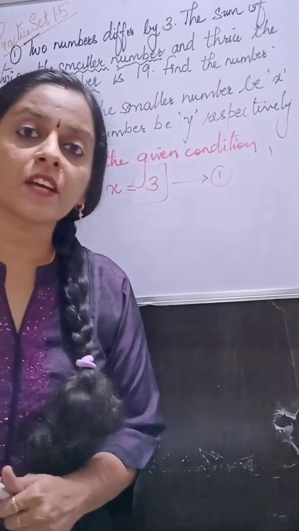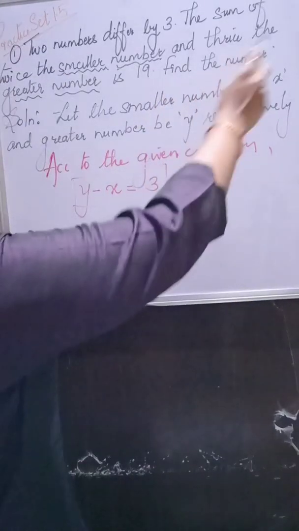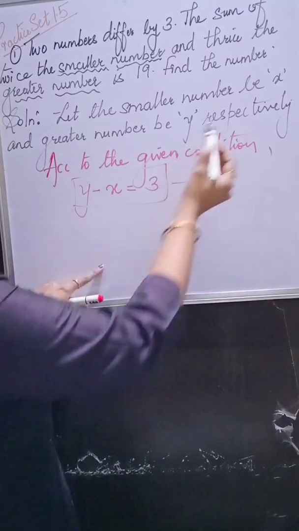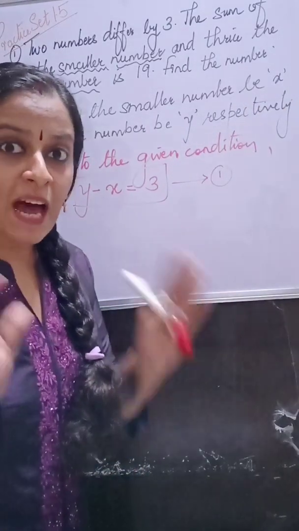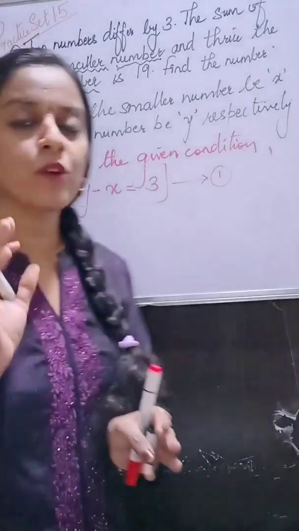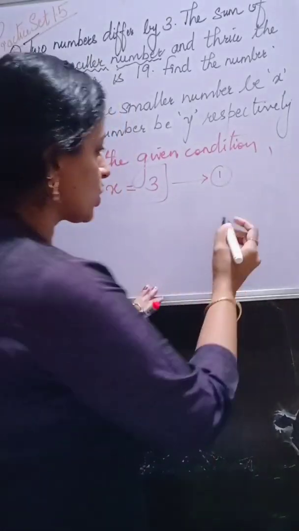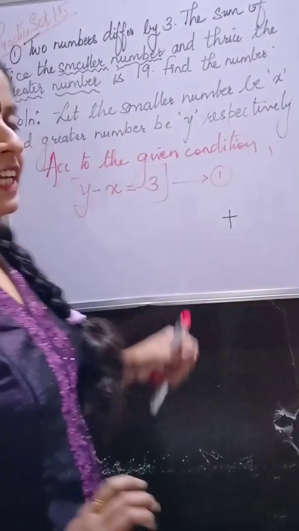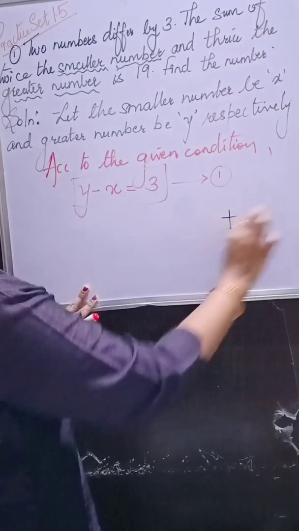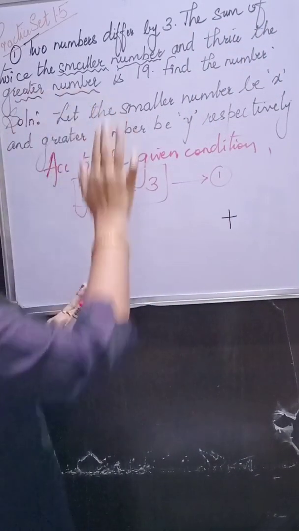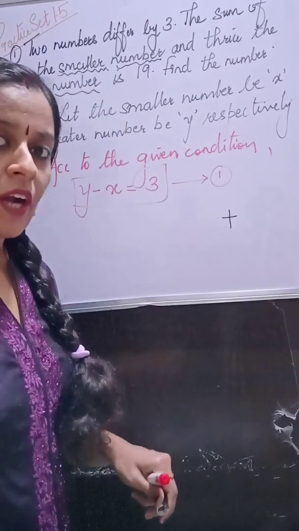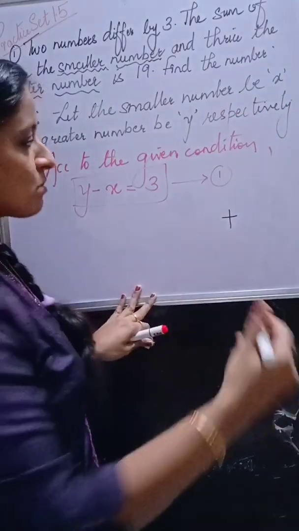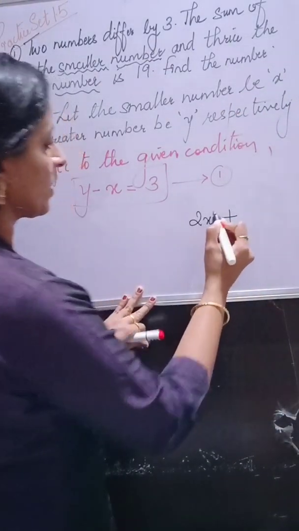Now read the question further. The sum of twice the smaller number. Sum means add. So something we are going to add. What are the two things that should be added? Sum of, okay, we wrote sum means plus, twice the smaller number. So one term is twice the smaller number. Smaller number is x, so twice means it will be 2x.